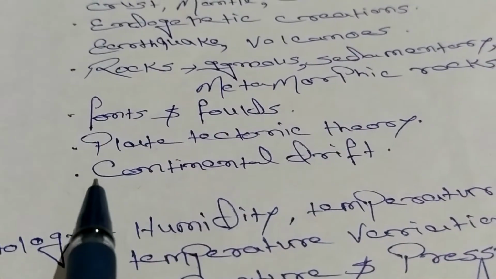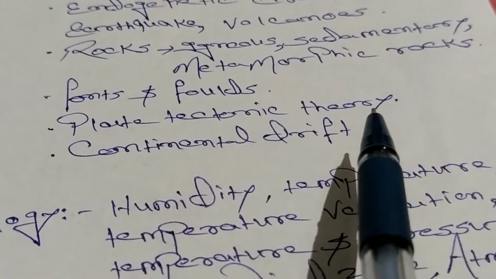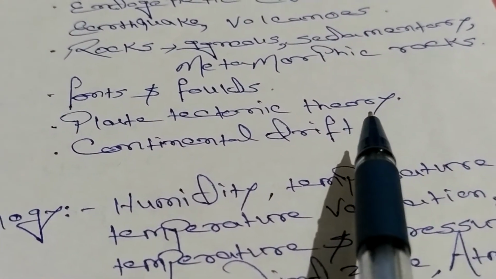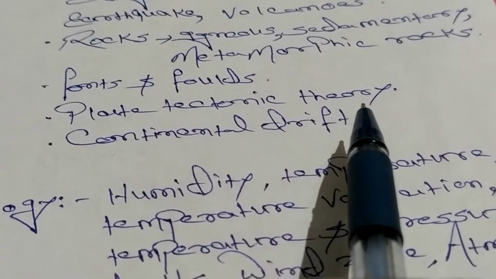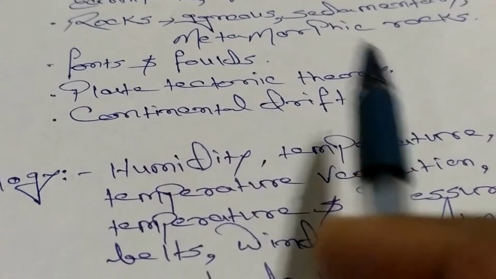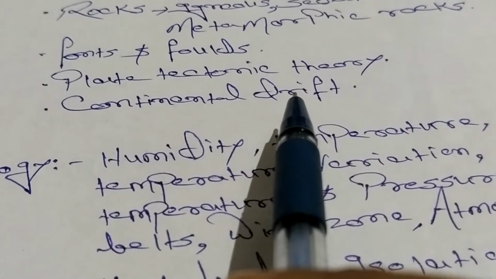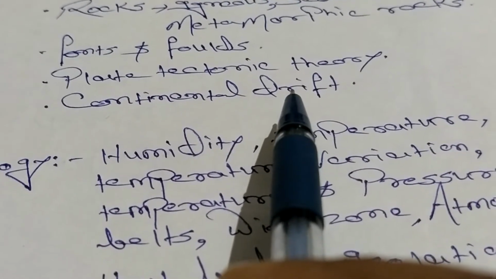Okay friends, then comes a very important topic, plate tectonic theory. Plate tectonic theory deals with the interior of the earth and how volcanoes and earthquakes arise. This is explained in plate tectonic theory. Then continental drift deals with the creation of continents and land by Panthalassa or Pangea.